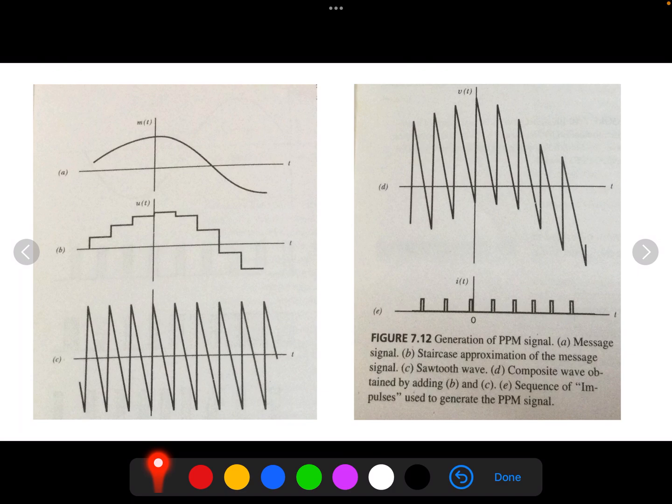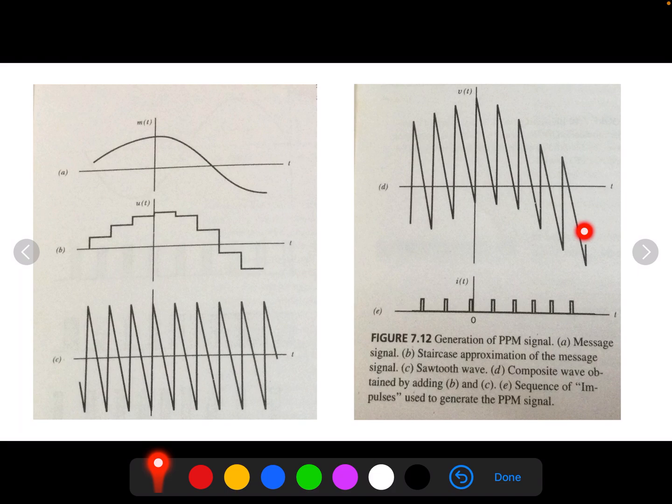So we'll see the corresponding waveforms. The first is the message signal m of T, and the second one is the staircase approximation of the message signal. When this is combined with the sawtooth waveform, we get the composite wave after mixing the sawtooth waveform and the staircase approximation. So this is the signal we get.